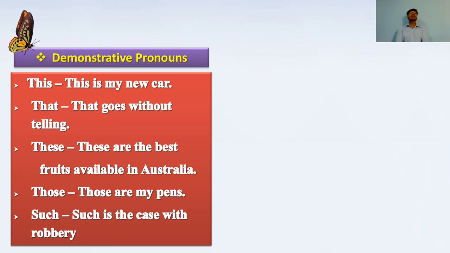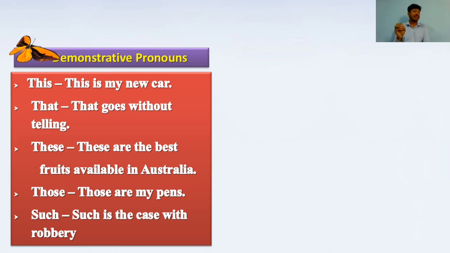Okay, after that I'll tell you about demonstrative adjectives. This is my new car. That goes without telling. These are the best fruits available in Australia. These or those are my pens. Such is the case with robbery. So here, just follow that this, that, these, those are demonstratives.